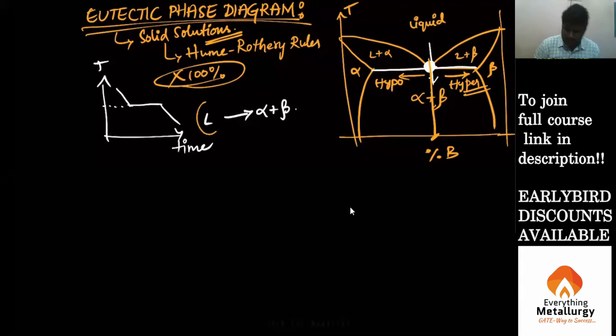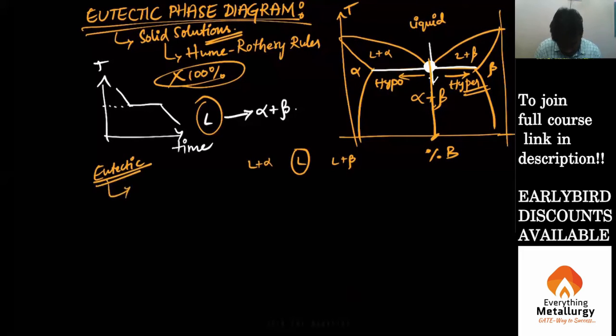My liquid, whatever is there, is not liquid anymore. If you observe in the diagram, if you come into hypo, it is L plus alpha. Similarly, if you go beyond that, it is L plus beta. The liquid is only at that particular point, at that particular composition. So this is an important thing to be noted. And there are many characteristics of eutectic. Eutectic can easily be identified in a microstructure because it has a lamellar structure.